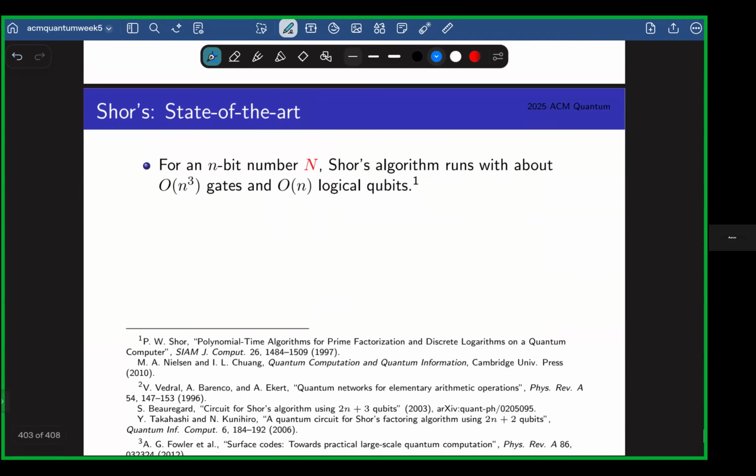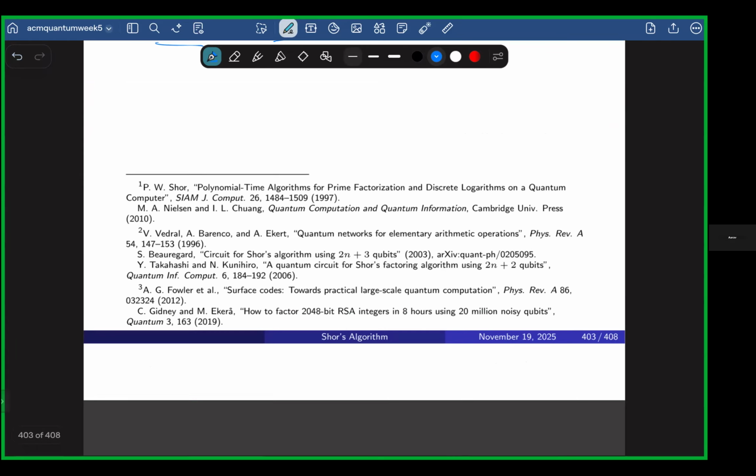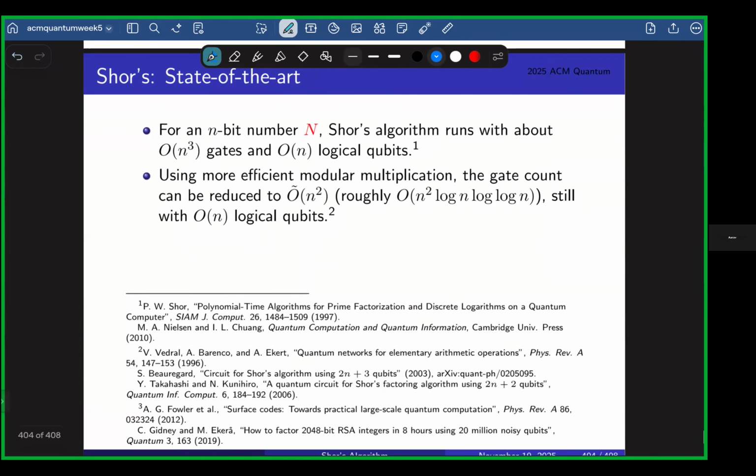This is the state of the art on Shor's, with some hardware implementations. Like we said, the number of gates is cubic, and the number of qubits is the same as the number of bits in n. That's typical. Some people have found more efficient methods to do that modular exponentiation, so you can reduce the gate count to whatever that is, and still n qubits.